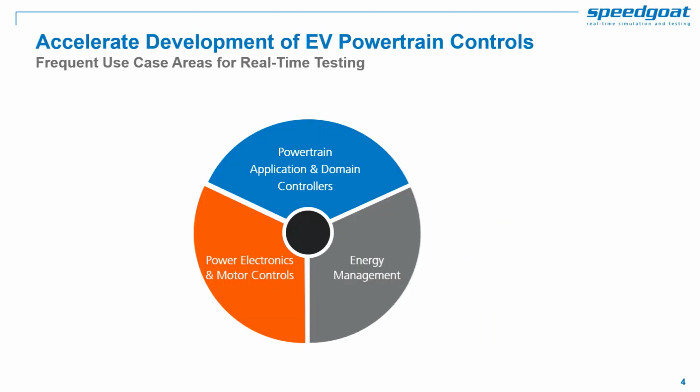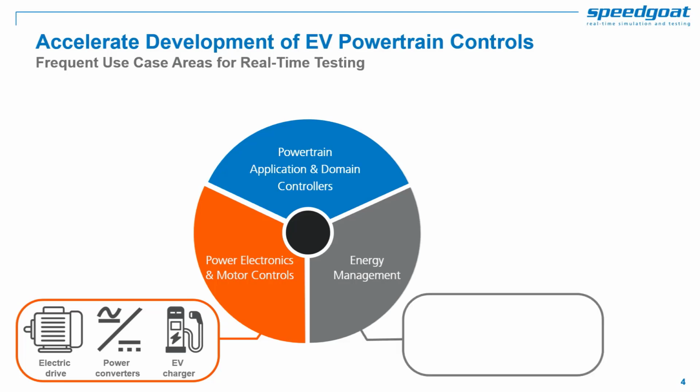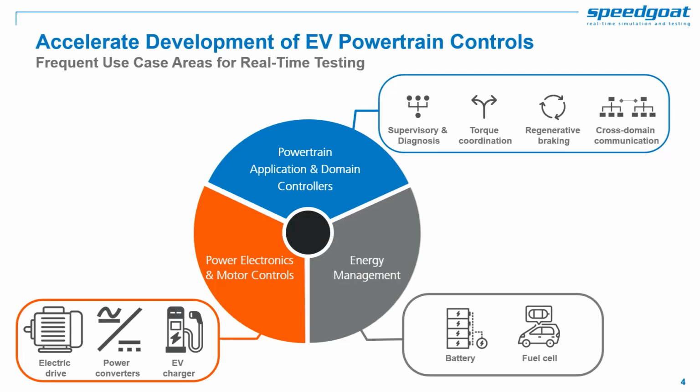We can list many use case areas for real-time testing of electric vehicle components. First, power electronics and motor controls required by electric drives, power converters, and battery chargers. Second, energy management for battery packs and fuel cells. And third, we can list many powertrain application and domain controllers like supervisory controls and diagnostics, torque coordination, regenerative braking, and cross-domain communication. We're going to look at market drivers for real-time testing for these different use cases.